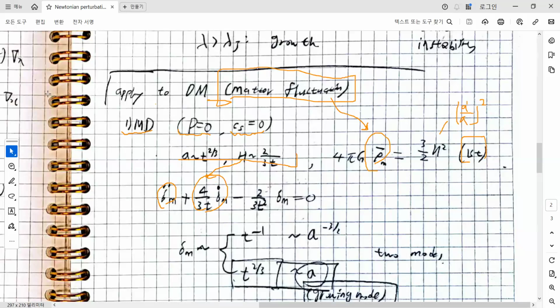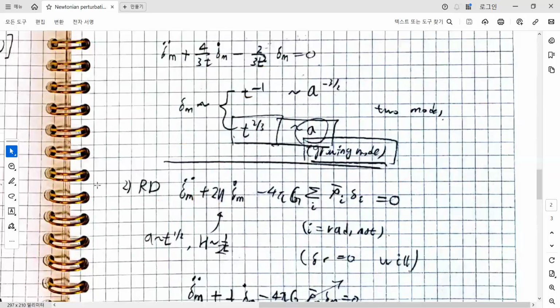If we solve this equation of motion, two modes are possible because it is a second-order differential equation of motion. The matter fluctuations are proportional to t to the -1 and t to the 2 over 3 as the two modes, and the second is proportional to a, so the matter density perturbation grows. This corresponds to the growing mode.